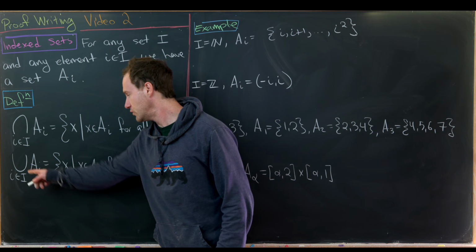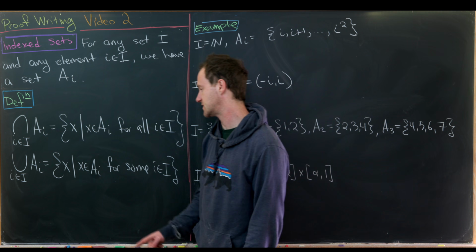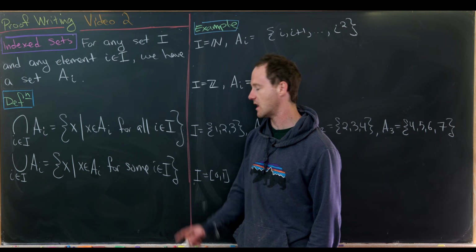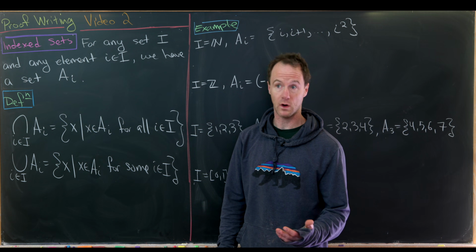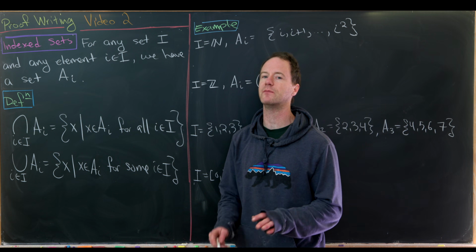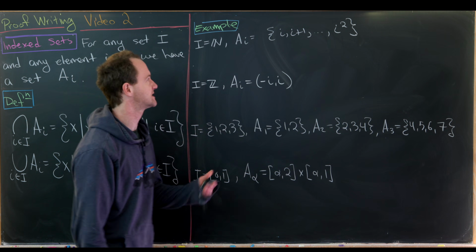And then the union over all i in I of A sub i is all x such that x is in A sub i for some i in I. So it only has to be in one of them. It could be in 1, 2, or 3. It could be in all of them, but it only has to be in one of them in order to be in the union. So let's look at some examples.